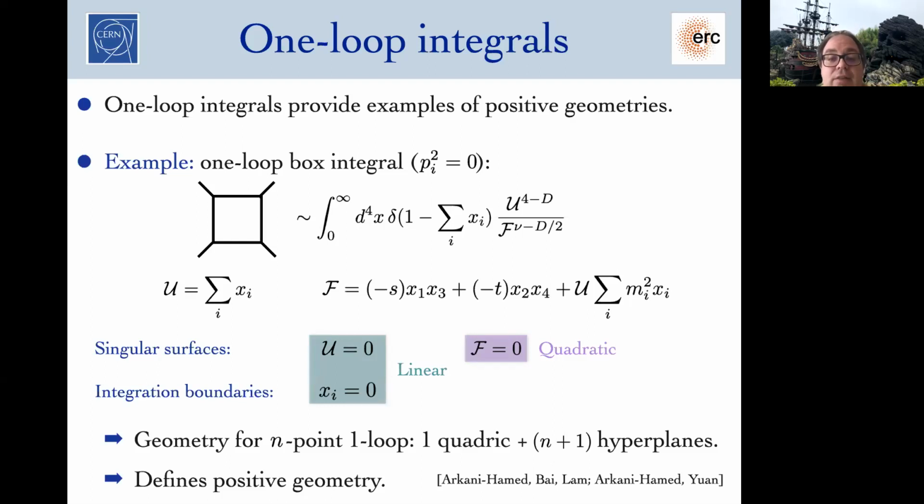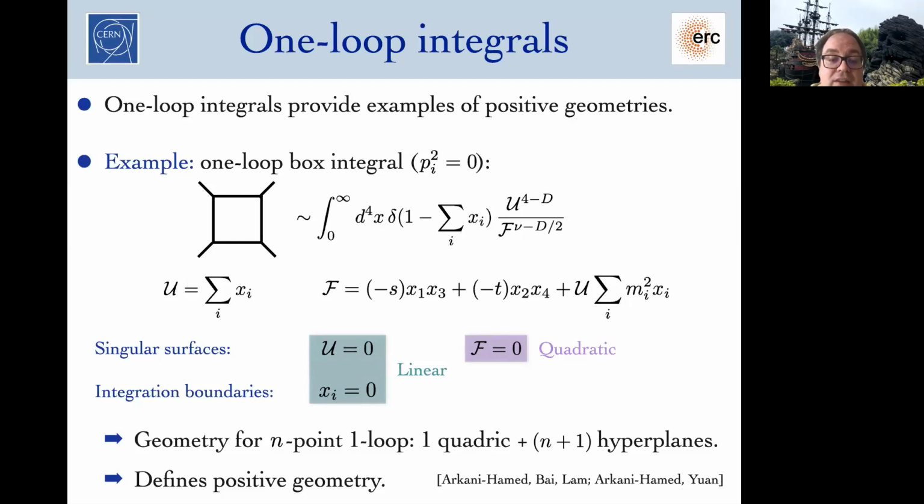And now let's look at the geometry associated with this. This is the Feynman parameter integral. And so the geometry corresponds to, well, where are the singular surfaces? Well, they are u equals 0 and f equals 0. And also the integration boundaries, well, they are only down here at xi equals 0. Roughly speaking. Let's forget about the delta function for a second. But the important point is that all the singular surfaces are either linear, because u is linear, or f at one loop is quadratic. So I have one quadratic and a bunch of hyperplanes.